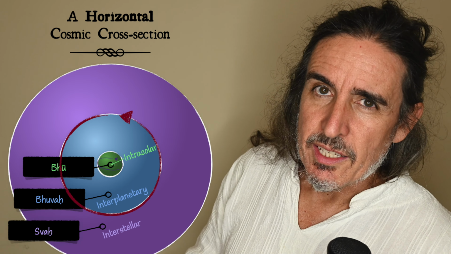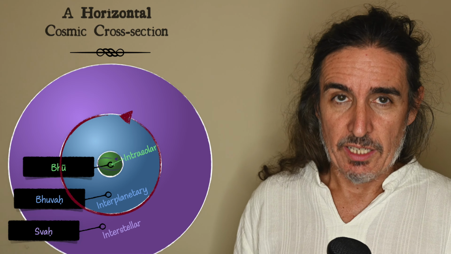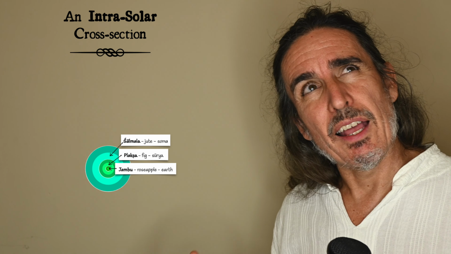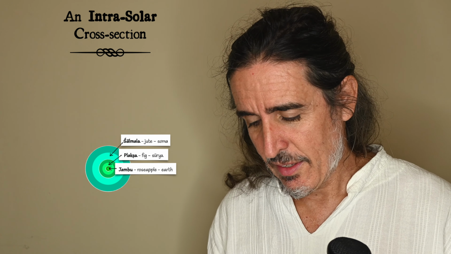Now, if we look in more detail at the intrasolar cross-section, the stuff that's within the area of Bu Mandala, in the middle of the whole model is this thing called Jambu, which is where we exist. It's what we call the Earth. Then concentrically around that, between us and the sun, there's all these other realms, starting with Plaksha, the fig, which has to do with Surya, followed by the next realm, which is twice as large as that, Shalmala, which has to do with Soma, the moon god.